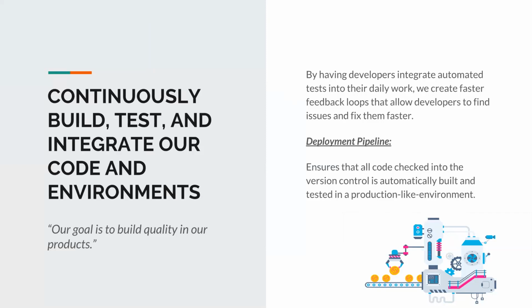An important definition I wanted to point out from this chapter is a deployment pipeline. What that is, it ensures that all the code checked into the version control is automatically built and tested in production-like environments. This allows developers to always be testing their code, and this allows them to not have any issues, and the code is always deployable.